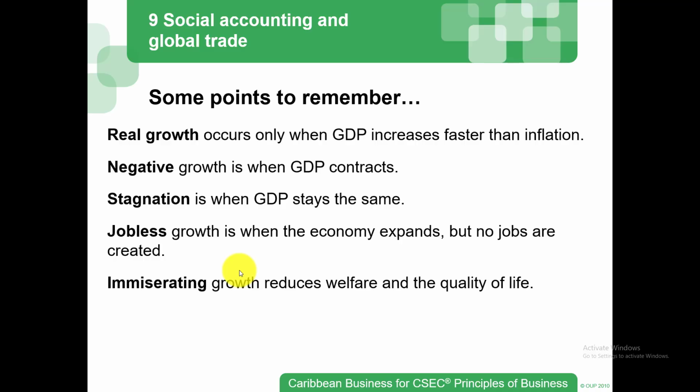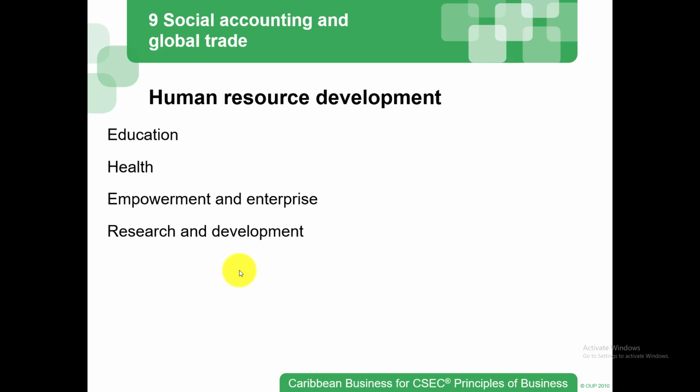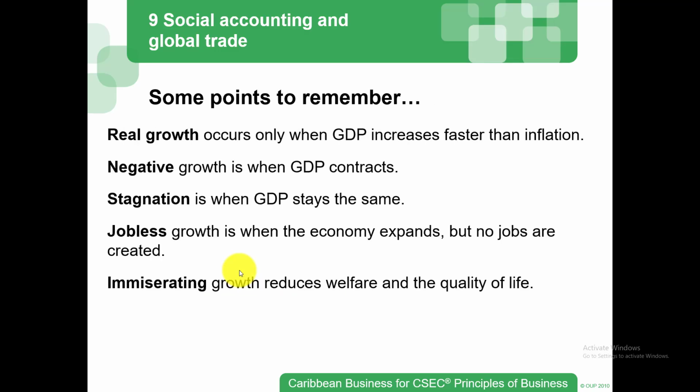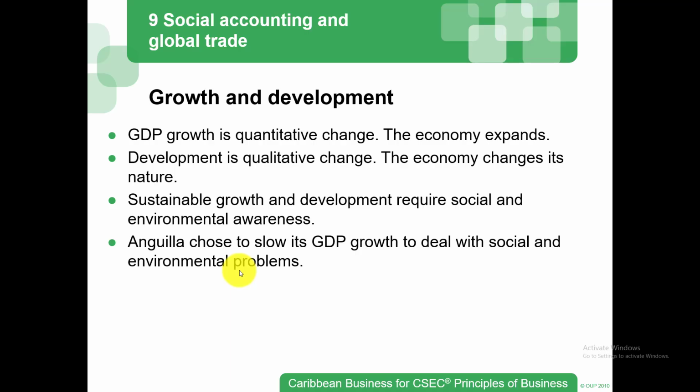So, some points to remember, as I've been saying before, real growth occurs only when GDP increases faster than inflation. Now, we're not going to go too deep into the economics. Stagnation is when the economy stays the same. Negative growth, as we said before, is when the GDP reduces or contracts. Okay, so that's GDP and GNP in a nutshell. And then we also looked at growth.